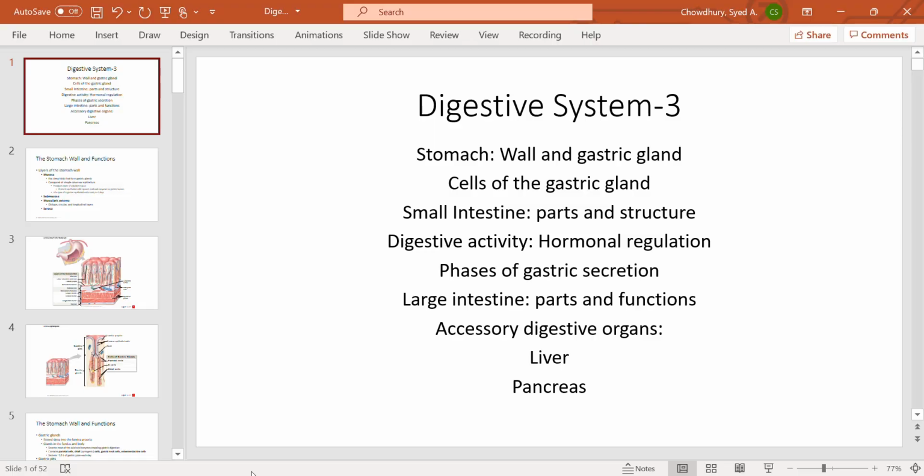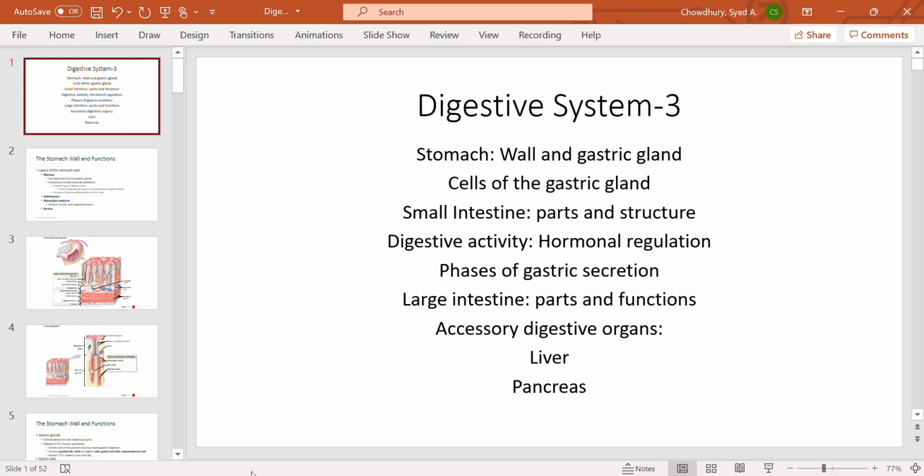Hello everybody, this is the last part of the digestive system. In this lecture I will talk about the stomach first, then I will talk about the gastric gland. In the wall of the stomach you have the gastric gland.